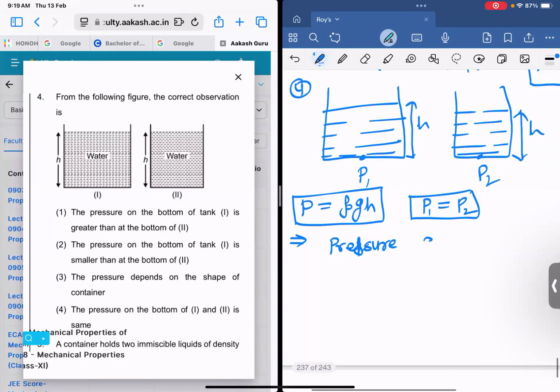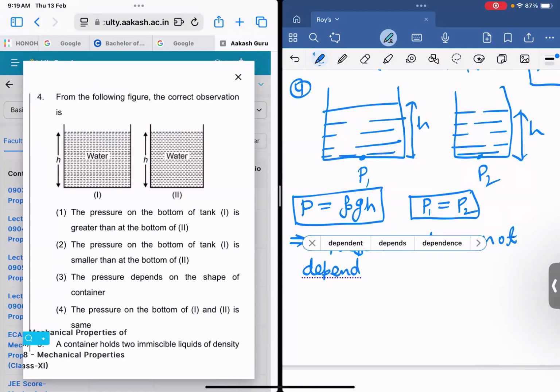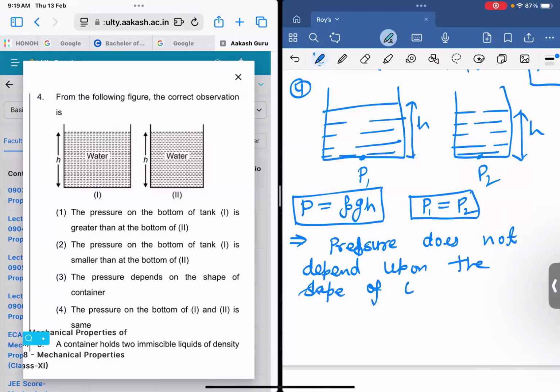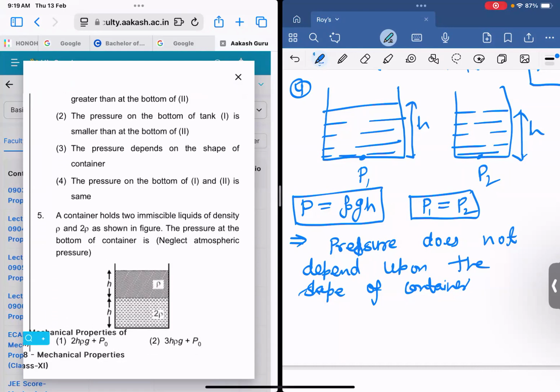So here we can say the pressure does not depend upon the shape of the container. The fourth option is correct. But why is the pressure same? Because the two containers are different in their shape: one looks a little more wide, and the other is a little less wide. But we know that pressure does not depend upon the shape; it only depends upon the height, and the height is the same. So we can conclude that the pressure will remain the same.